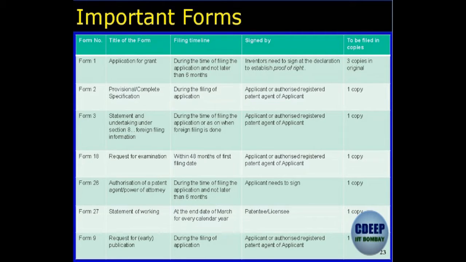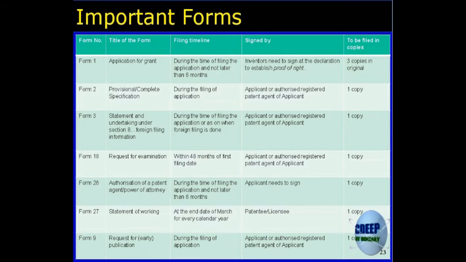Then form 27 is also very important. After filing the patent application, every year by 31st March, you have to file a statement of working related to that patent application, whether you have commercialized that patent or whether it is still not commercialized, and what efforts you have taken to commercialize it. You need to mention all these things to the government, because one part of patent protection is that society should also benefit from the new technology. If you are not taking any efforts to commercialize it, you are losing money, and society is also losing any benefit out of that new technology.